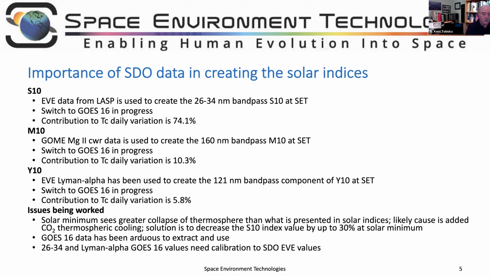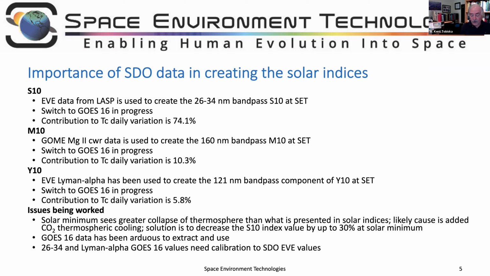M10 is, we use the GOM magnesium 2 quarter ring ratio data right now. It's a proxy for the 160 nanometer bandpass, which is a Schumann-Runge continuum far ultraviolet set of photons that come from basically the surface of the sun.